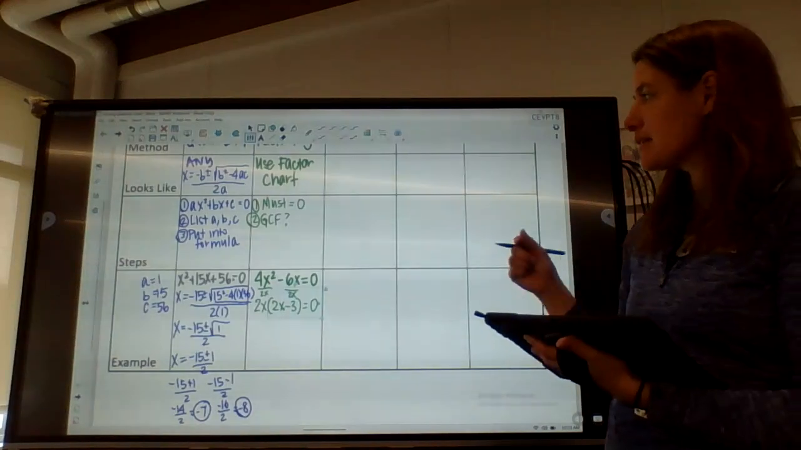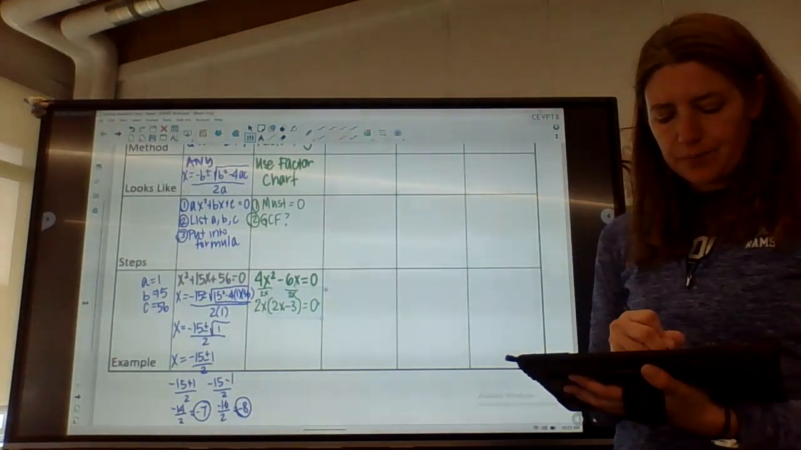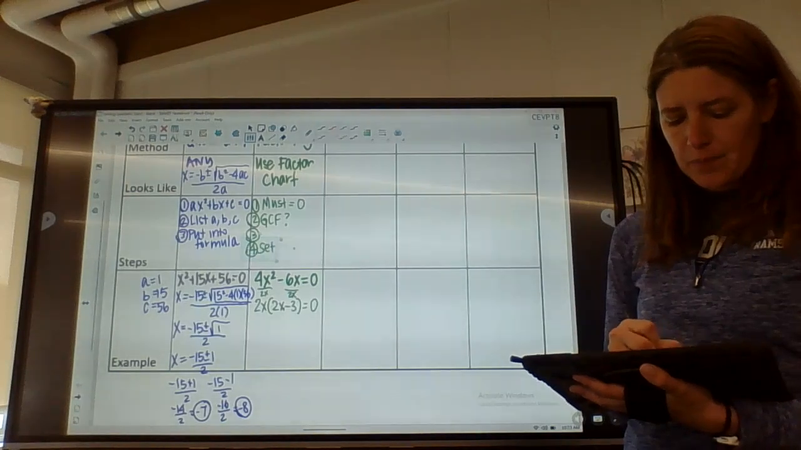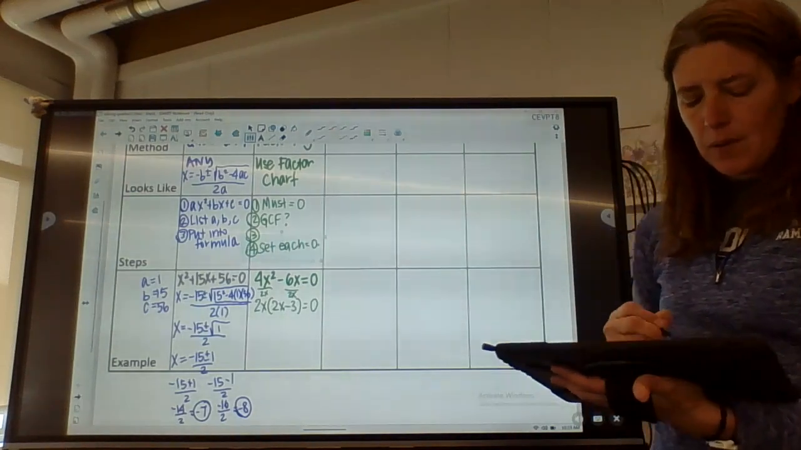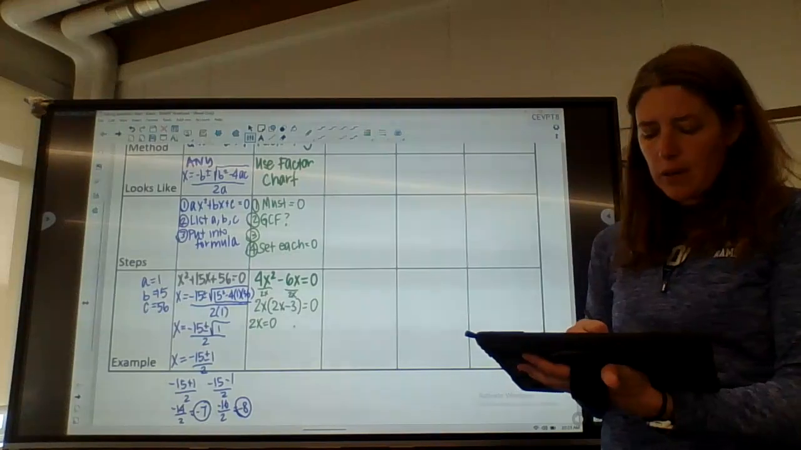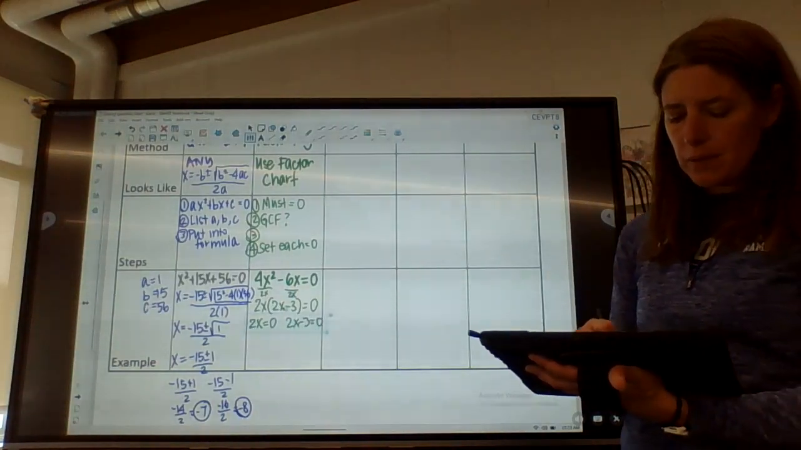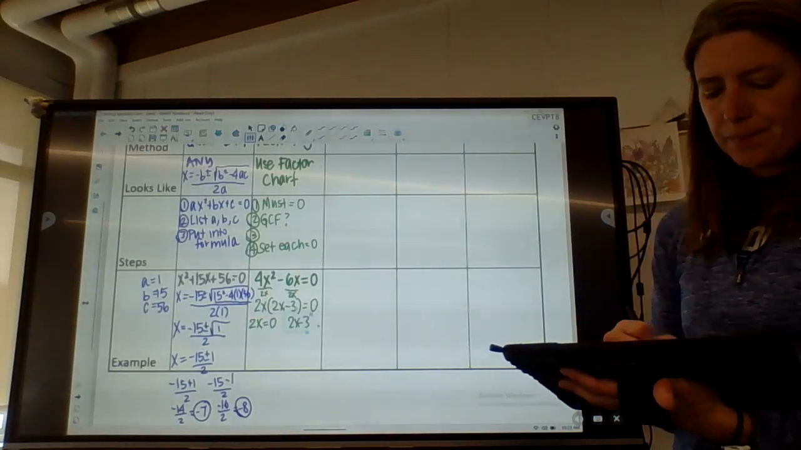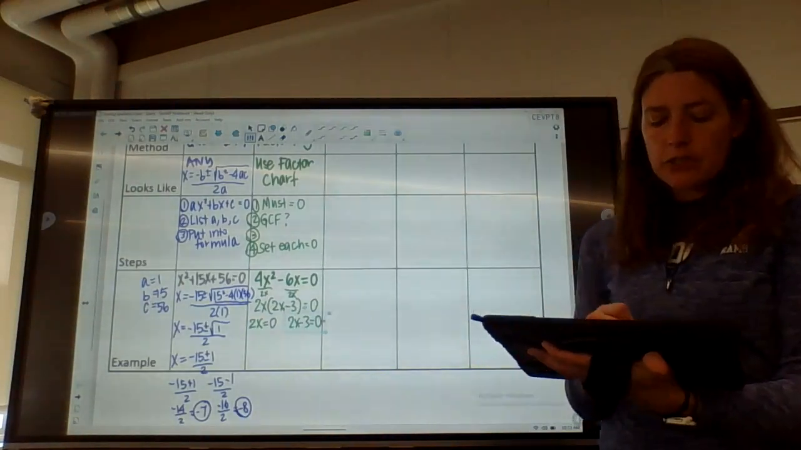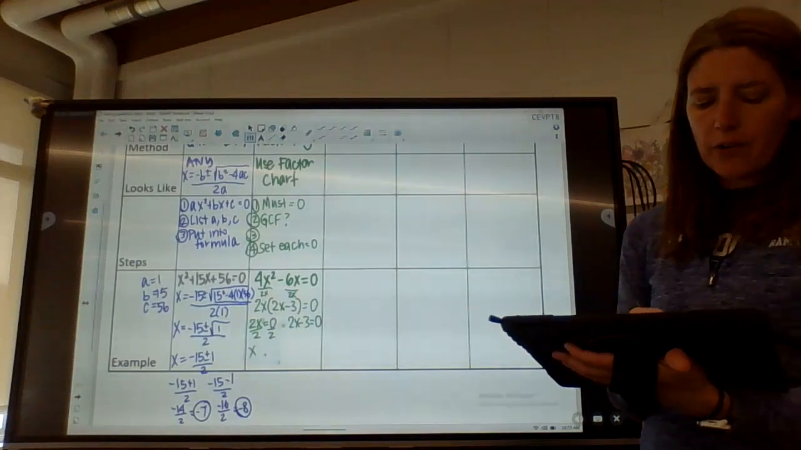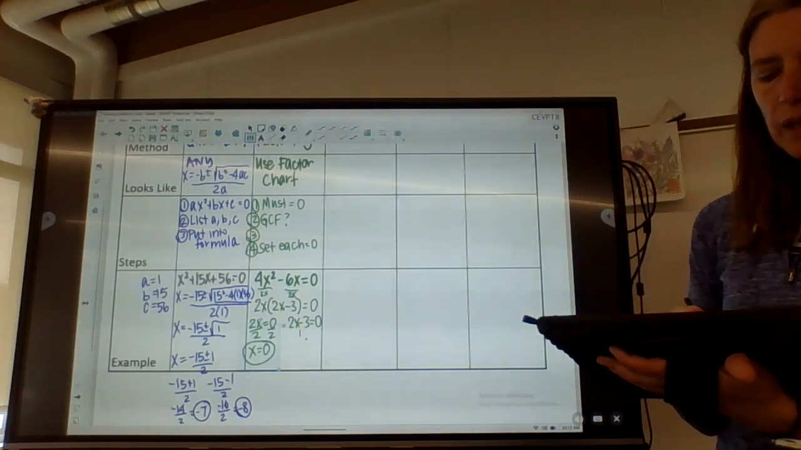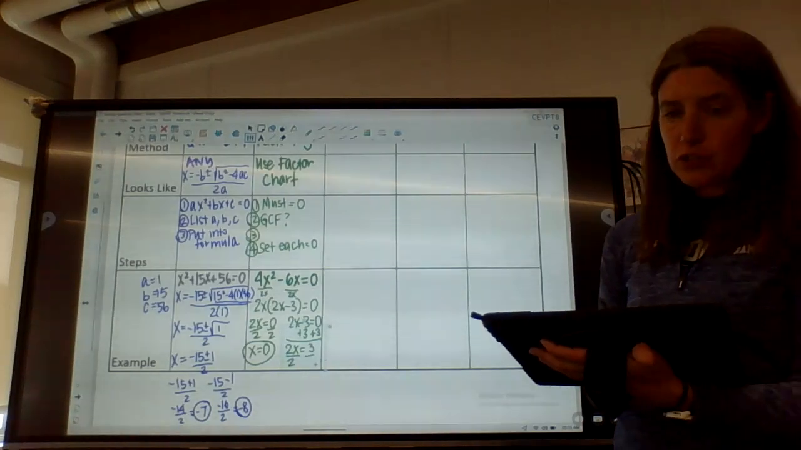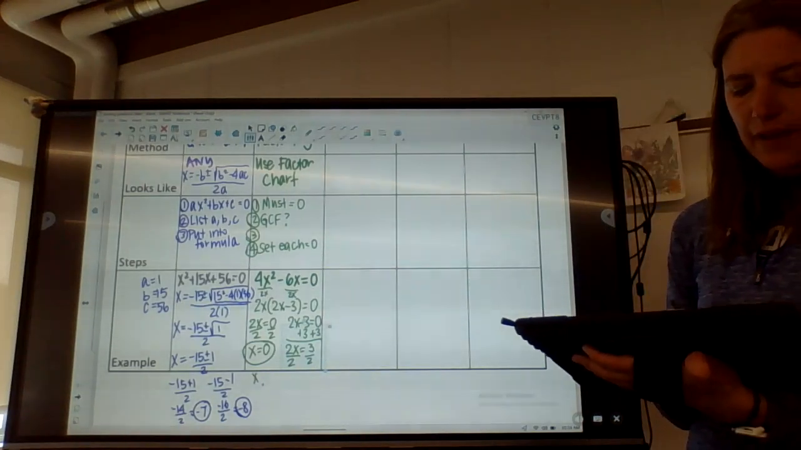Once I have that, then I'm going to set each of those parts equal to 0 and solve. I'm going to leave a step 3 here blank. So we're going to do 2x equals 0 and 2x minus 3 equals 0. So we're going to divide by 2 here. I'm going to find out x is 0. And then this one's just a 2-step equation. I'm going to add 3 and then divide by 2. So I get 3/2 as my other answer.